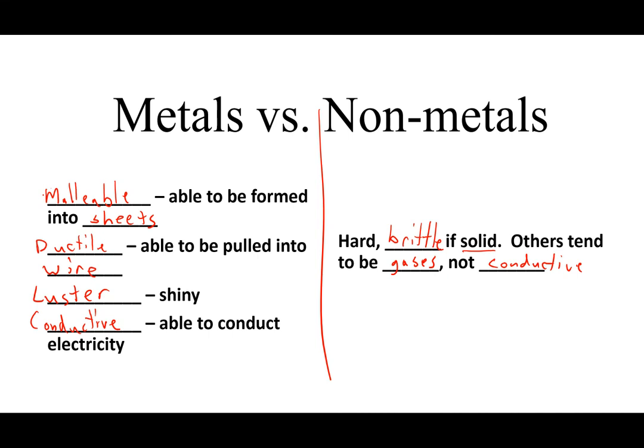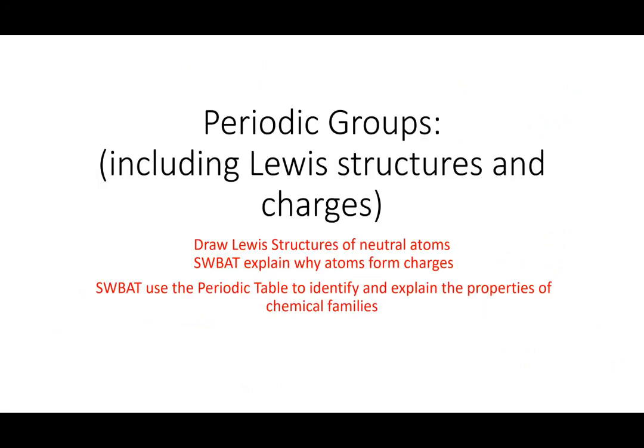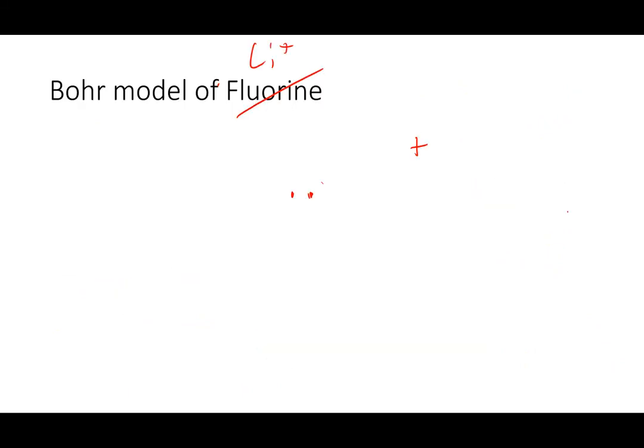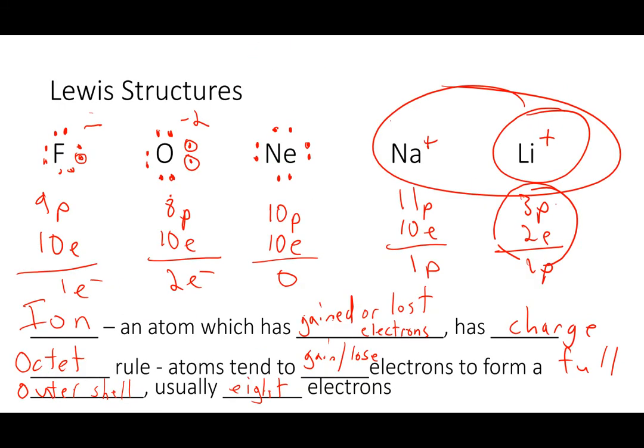Today, we started out by reviewing Bohr diagrams and seeing how atoms like to gain or lose electrons to form a full outer shell. It also gives them a charge. They are called ions when we do that. And their charge can be seen by the number of electrons they gain or lose, by what's written on their symbol, or by comparing the number of protons and electrons after they have gained or lost electrons.